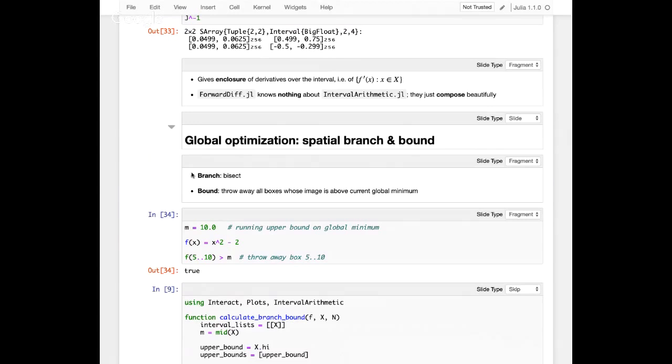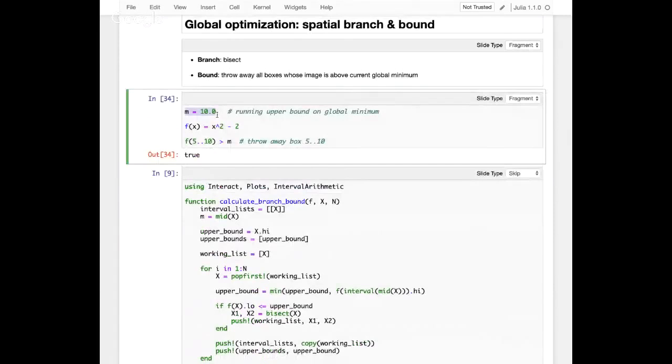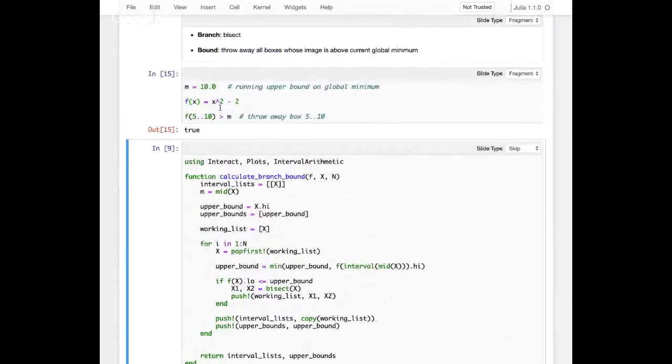Here's an example. Suppose that in my algorithm I have reached the value 10, and here's my function I'm trying to optimize. I evaluate my function on the interval 5 to 10, and I check, is that interval completely above this current upper bound, m? And it is. Well, in that case, I know that the global minimum cannot be in the interval 5 to 10. So I throw it away, just like I did in the roots case.